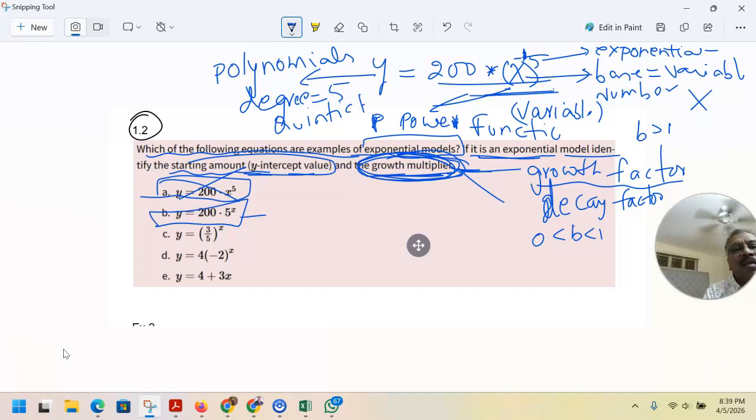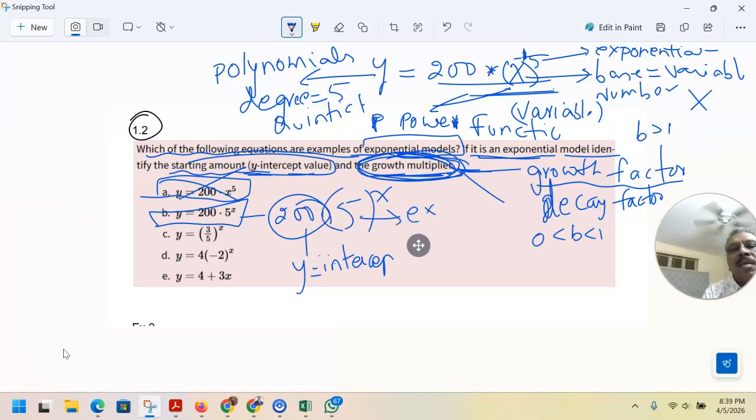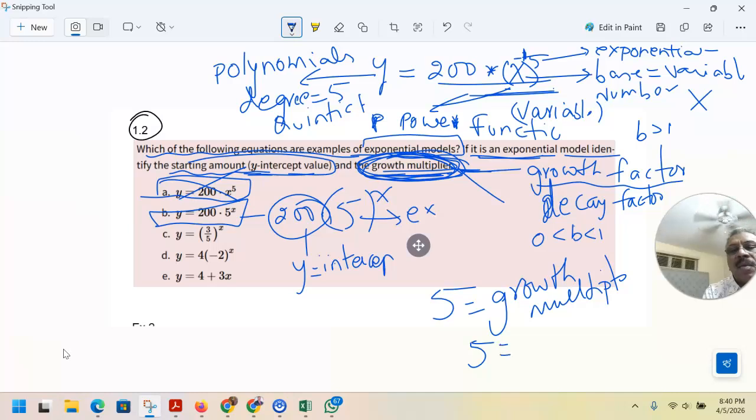What about this piece? Yes, this one is 200. 200 is the y-intercept, clearly. This is the y-intercept, the initial point when x is 0. And this part is the exponential growth multiplier. Yes, 5 is a growth multiplier. But in this case, because 5 is greater than 1, I call it a growth factor also. Growth factor.